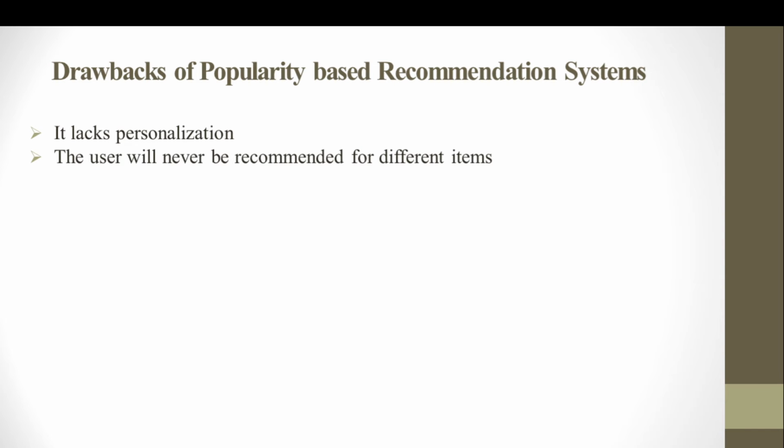Another problem is that the user will never be recommended different items. Let's take another example, Mr. C, who likes horror movies. Now our recommendation system works, and the top 10 movies listed on the platform are all horror movies. Of course, Mr. A is not going to like the top 10 recommendation, and Mr. B is also not going to like it.